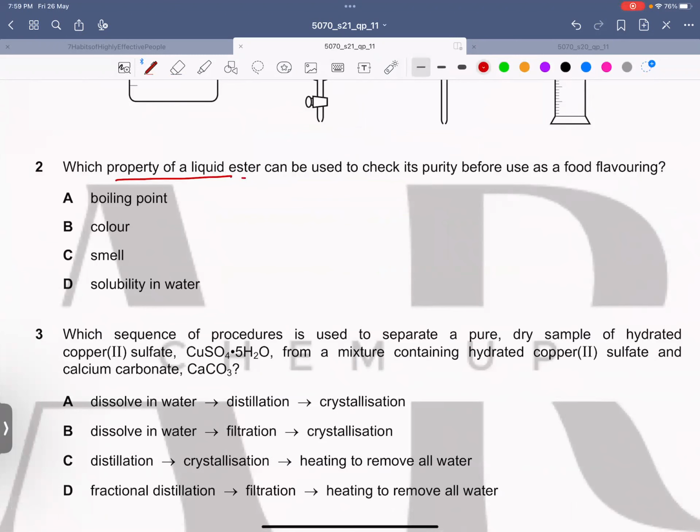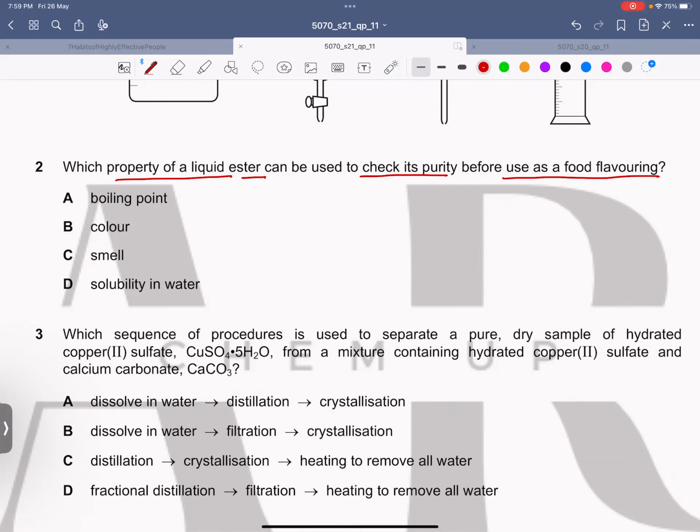Which property of a liquid ester can be used to check its purity before use as a food flavoring agent? Yes, I think anybody can answer this one. It is the easiest question. Which property can we check to make sure that that ester is pure? Yes, Hassan, you were saying something.